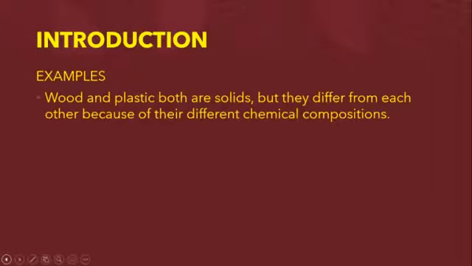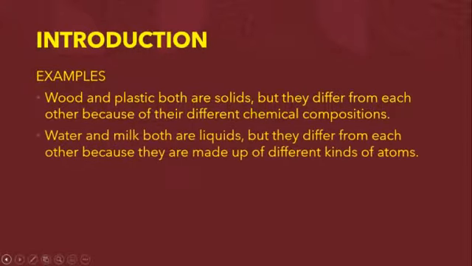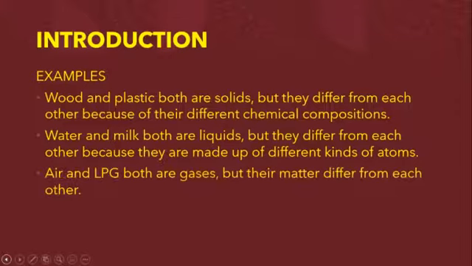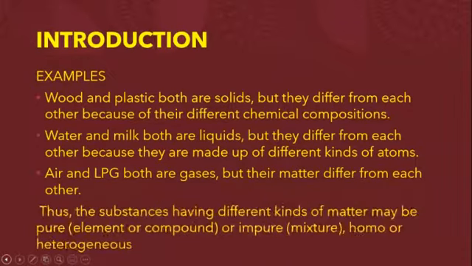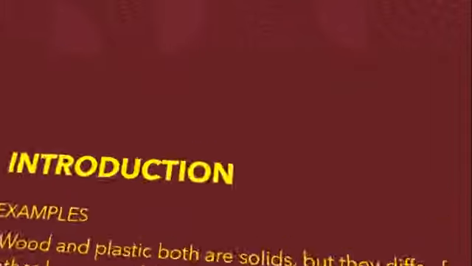Wood and plastic both are solids, but they differ from each other because of the different chemical compositions. Water and milk both are liquids, but they differ from each other because they are made up of different kinds of atoms. Air and LPG both are gases, but their matter differ from each other. Thus, the substances having different kinds of matter may be pure, like elements or compounds, or impure, like mixtures. They can be homogeneous or heterogeneous mixtures.